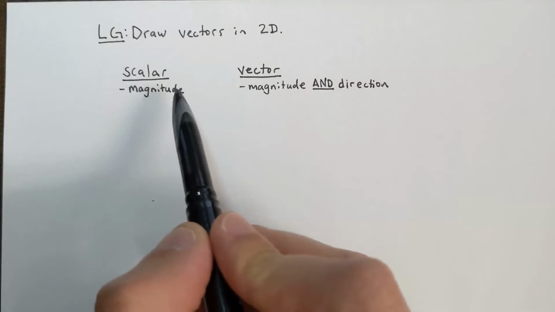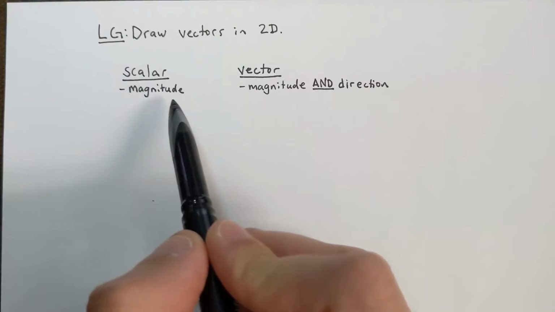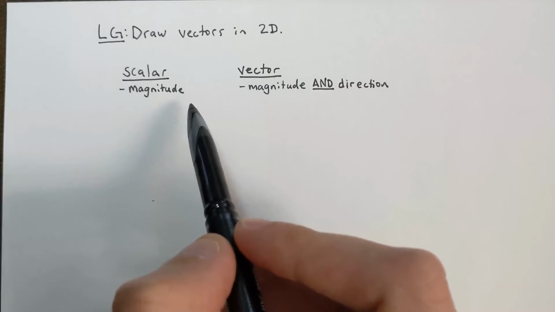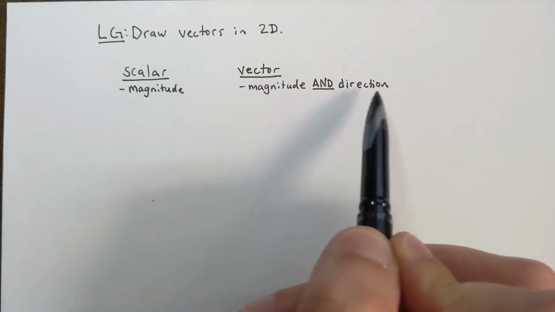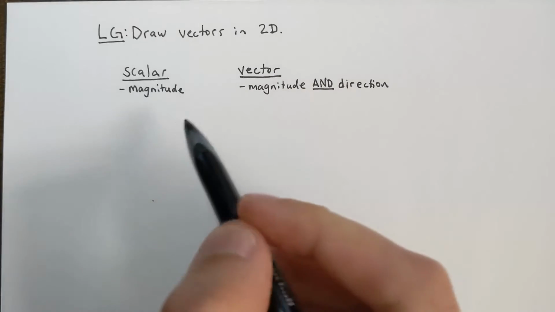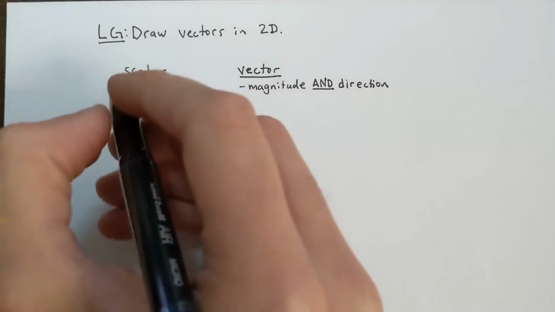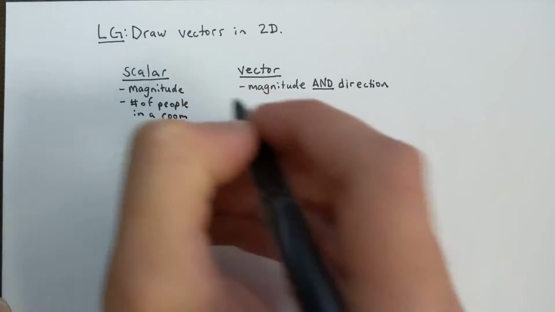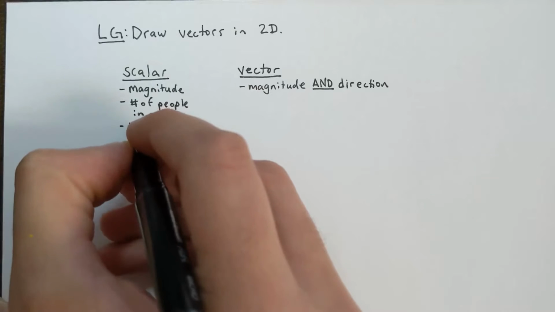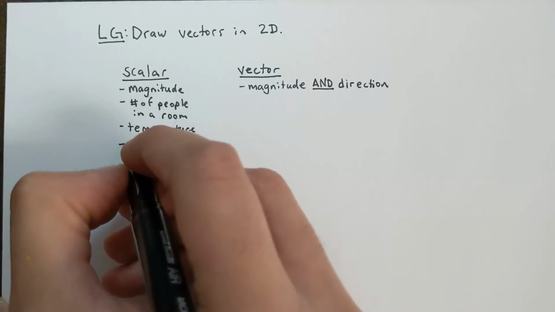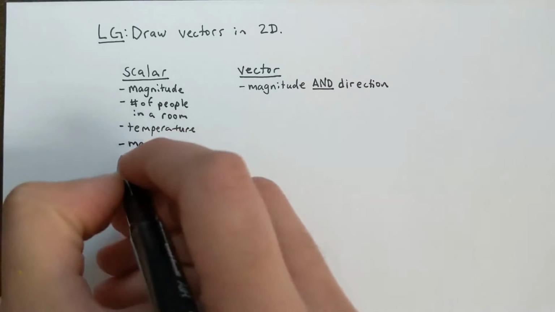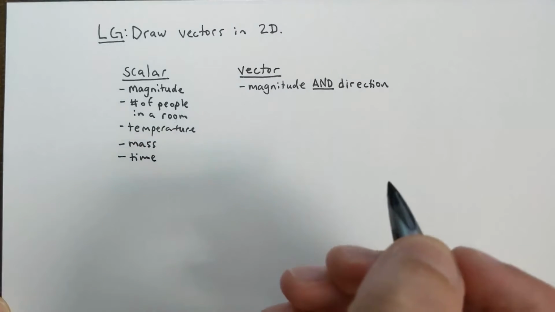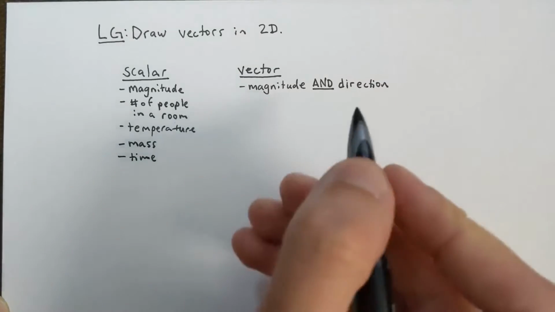Scalars, if you remember, the difference between a scalar and a vector is that scalars are characterized by magnitude, so they're basically just a number, whereas vectors are characterized by magnitude and a direction. So quantities that are scalars would be things like the number of people in a room, or things like temperature, mass, time is also a scalar.